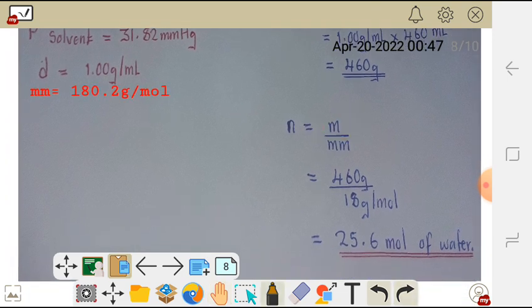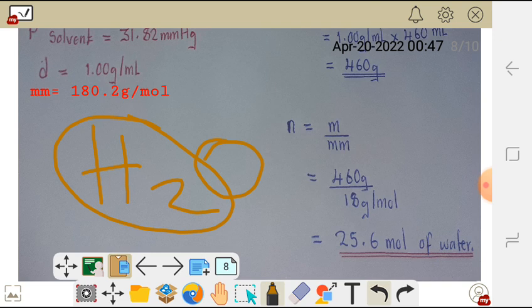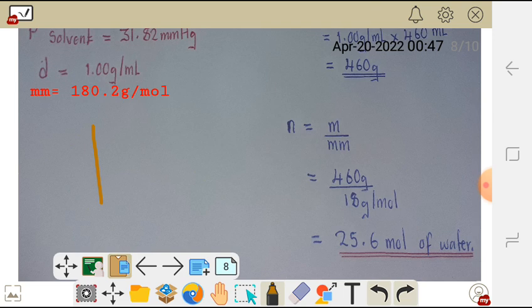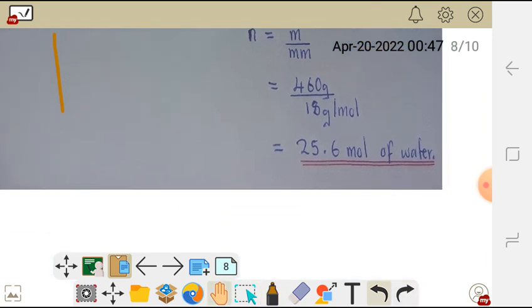So to find the number of moles, we are going to replace in the mass over molar mass. The molecular formula of water is H2O. The molar mass of oxygen is 16, and the molar mass of hydrogen is simply 1. Here there are 2, so the molar mass of water will be simply 18, and the mass of water we have found to be 460. So replacing in this formula, the number of moles should come out as 25.6 moles of water. So we have the number of moles of water. Now let's find the number of moles of glucose.